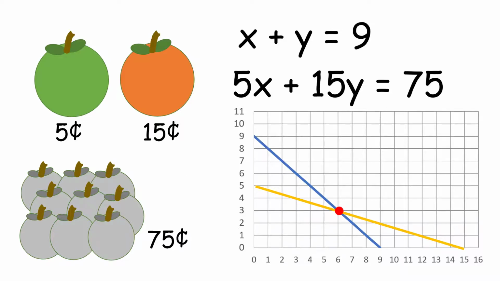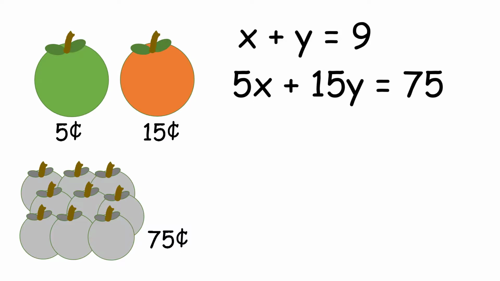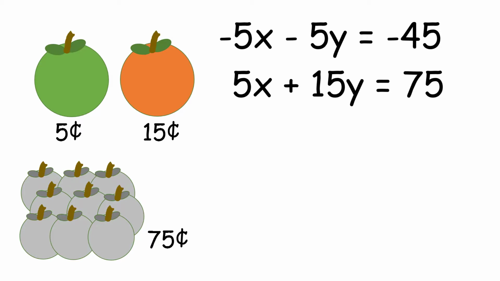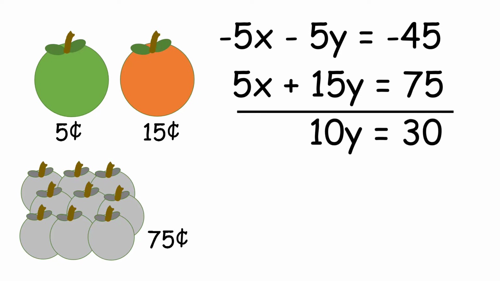Now, we can also figure this out using something called the elimination method. First, we need to manipulate one of the equations so that the term we want to eliminate, in this case the x term, cancels out the same term in the other equation. And to do this, we're going to multiply everything in the first equation by -5. Now we can add the two equations together.